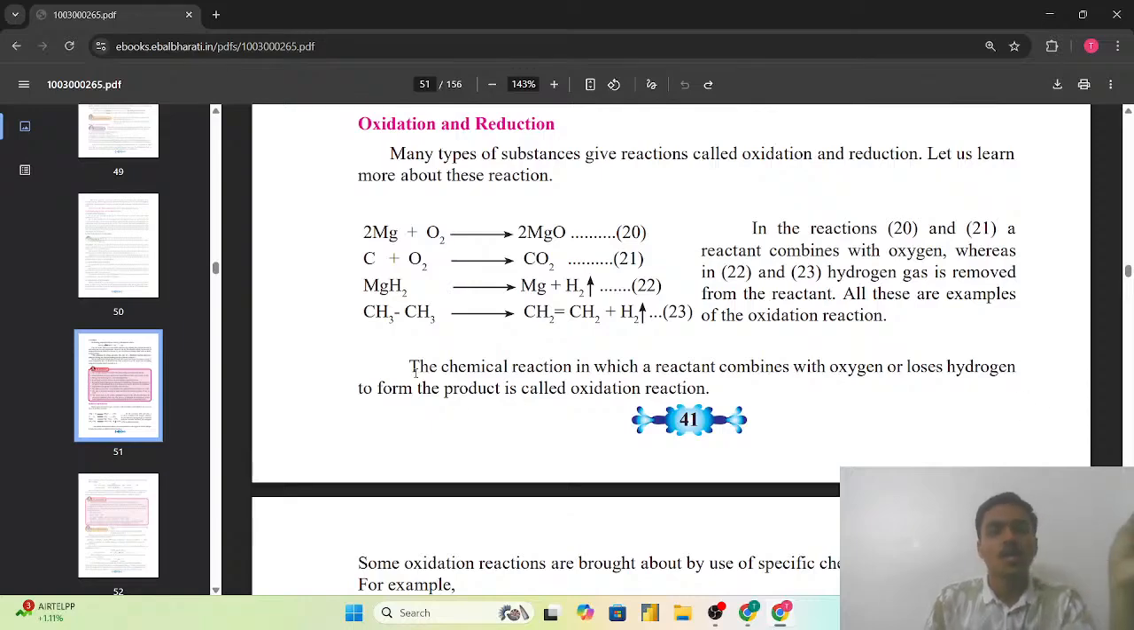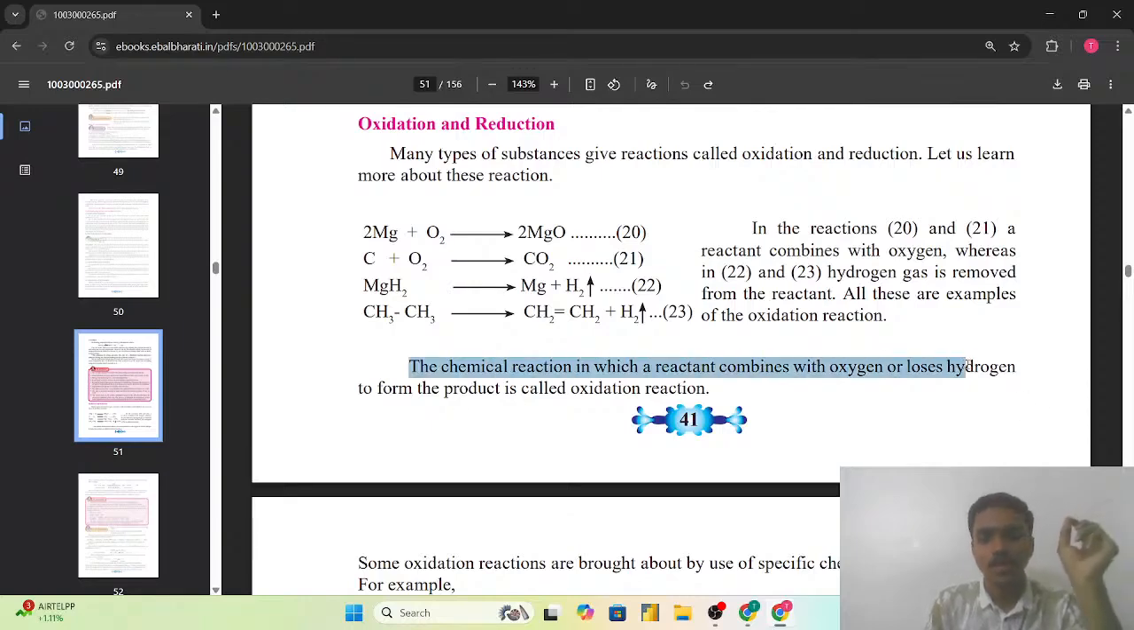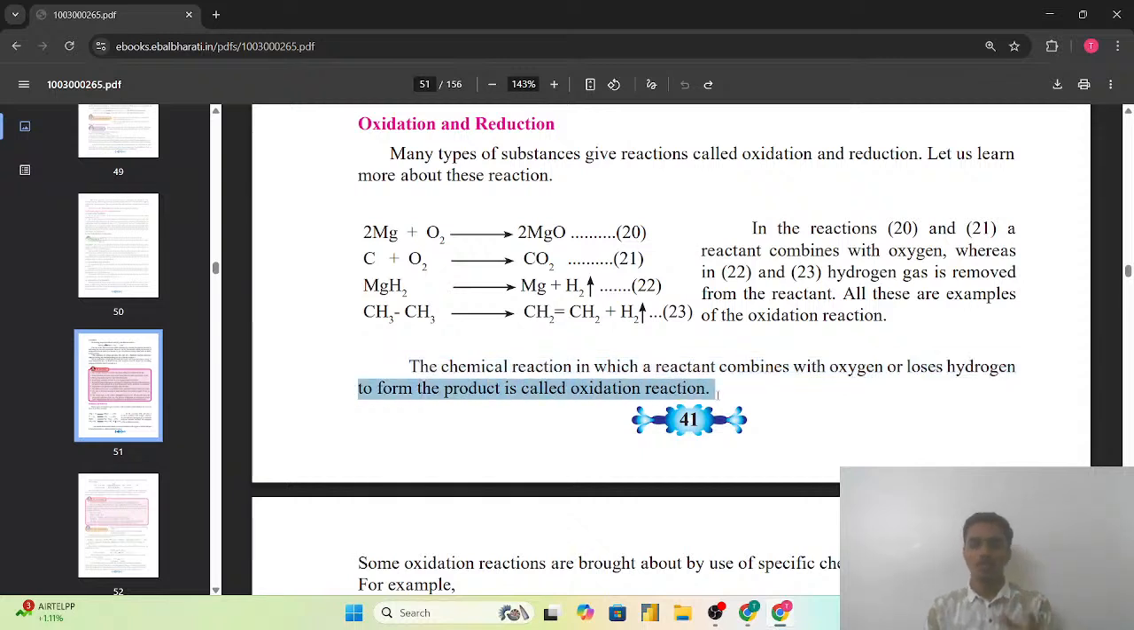So yeah, the chemical reaction in which a reactant combines with oxygen or loses hydrogen to form the product is called the oxidation reaction. एक तो ये हो गई कि रिएक्शन में अगर ऑक्सीजन कंबाइन हो रहा है रिएक्टेंट के साथ और यदि हाइड्रोजन गैस लूज हो रहा है, दोनों में से कोई भी एक, सो दैट टाइप ऑफ द रिएक्शन इज कॉल्ड एज ऑक्सीडेशन रिएक्शन. दिस इज क्लियर टू अस.